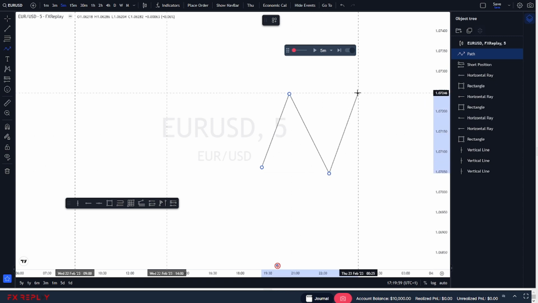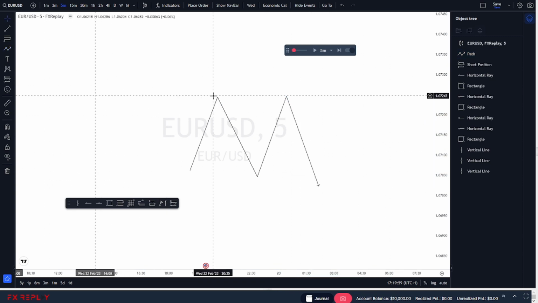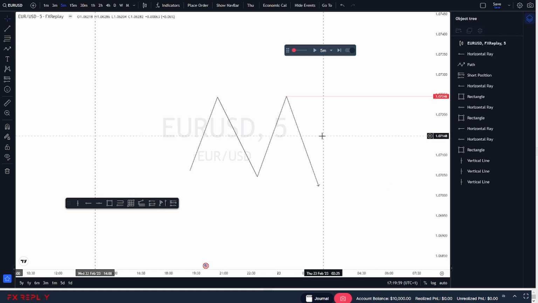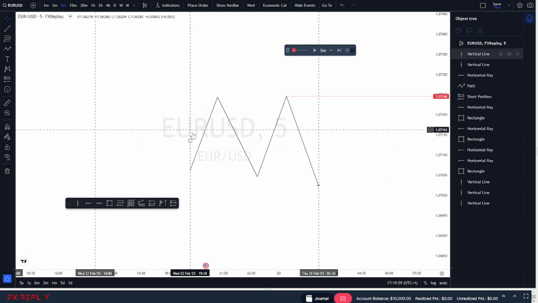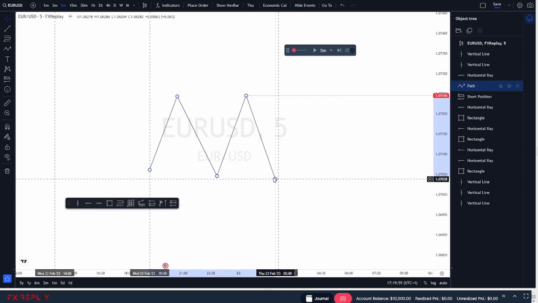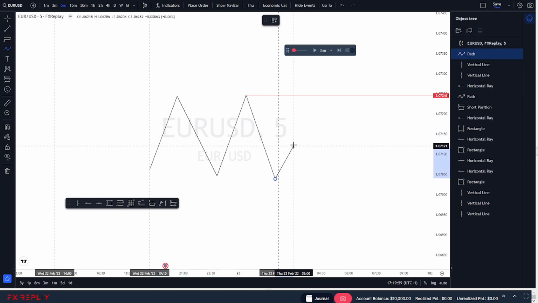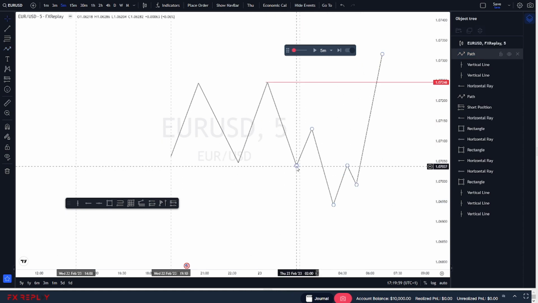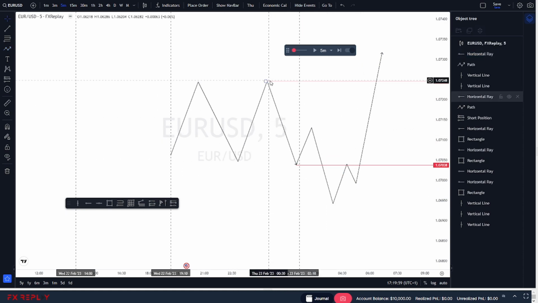So this is Asia, for example. This is the high of Asia. Let's say this is New York Open and this is Asia Open. This is the high, and this is the low. Easy. You just mark it out.